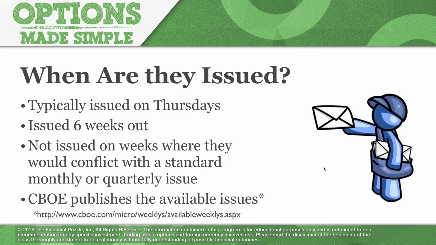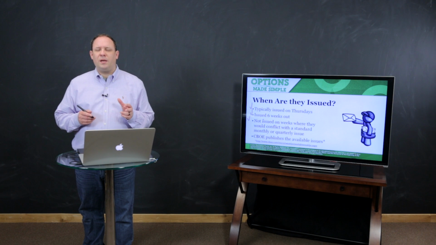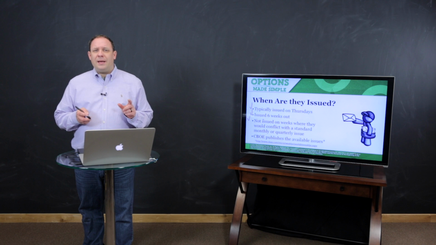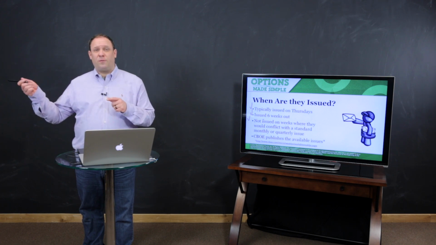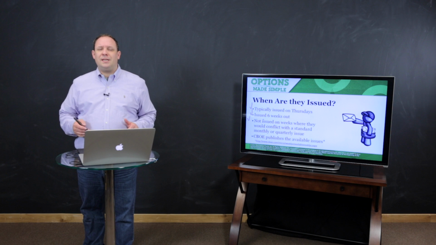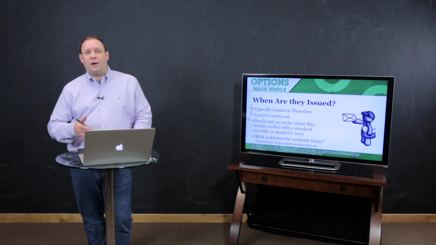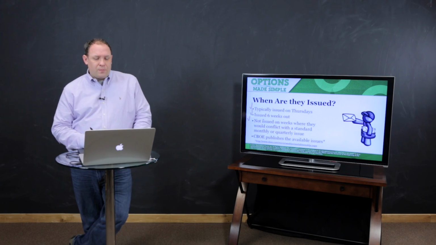When are they issued? Typically speaking, we're going to see weekly options issued on Thursdays, 6 weeks before their expiration. Now, they're not going to be issued on weeks that would conflict with a regular monthly expiration. That's why I say typically speaking. On most Thursdays, you'll see some additional weekly options getting issued out there. You'll see them showing up on the option chain. But if it's 6 weeks before the next monthly expiration, you won't see any weekly options coming on board that month because the week that should expire has already been issued with the monthly expiration.